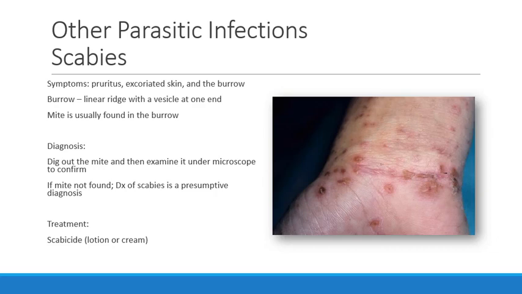Symptoms include itching, excoriated skin, and the burrow. The burrow is the linear ridge with a vesicle at one end. The mite is usually found in the burrow. Diagnosis is to dig the mite out and examine it under microscope to confirm. If the mite is not found, the diagnosis of scabies is presumptive. Treatment includes a scabicide, either a lotion or cream.